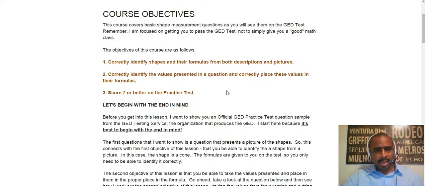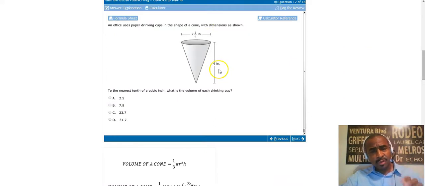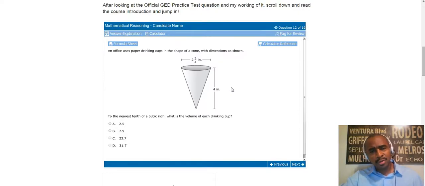And in my course objectives section, I make that very clear, and I give you an official GED practice test question so you can see from the onset, right? And you can be doing this on your phone. You can be doing this on your PC. You can be doing this on your Mac, whatever you have. There's nothing to download. When you buy this, you're going to get a login and a password, and you can take this course at your leisure.